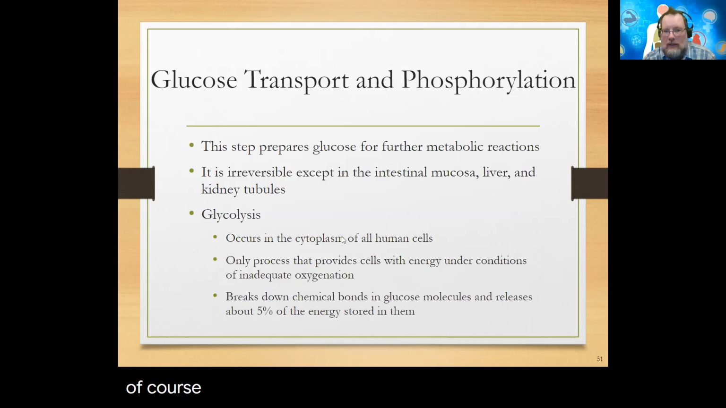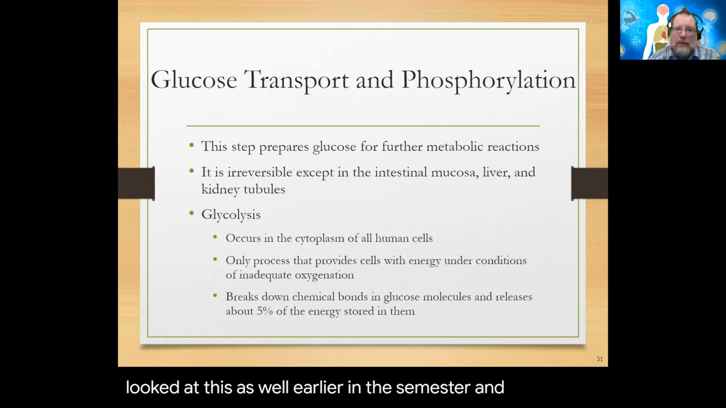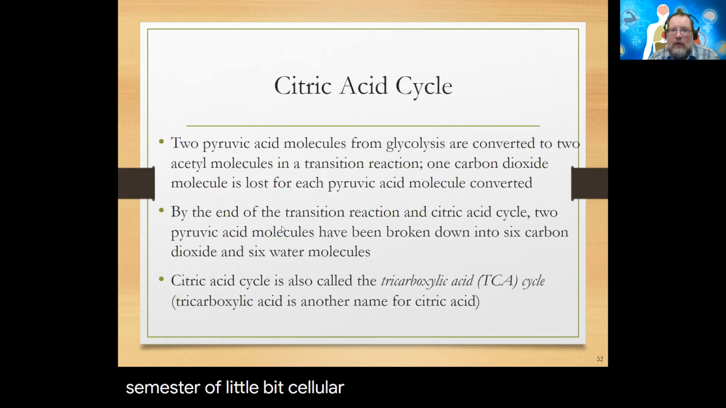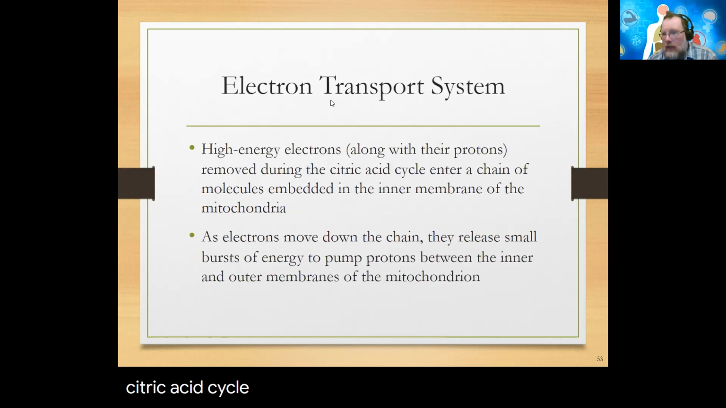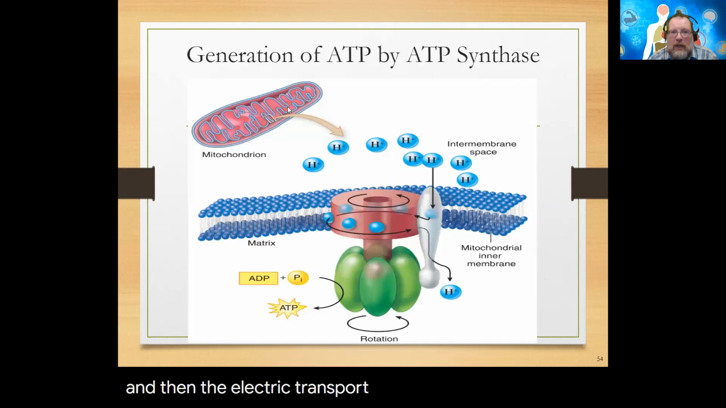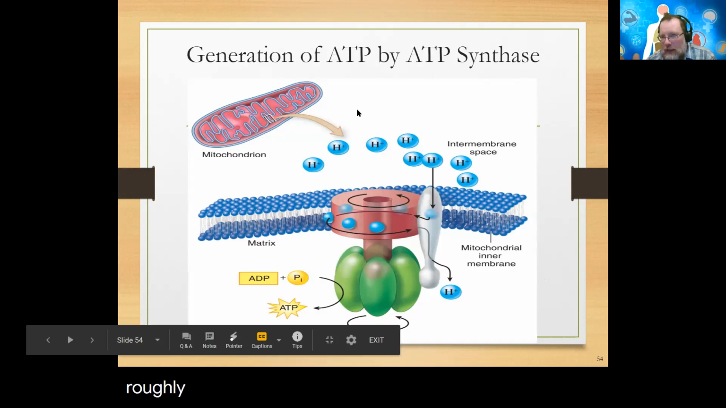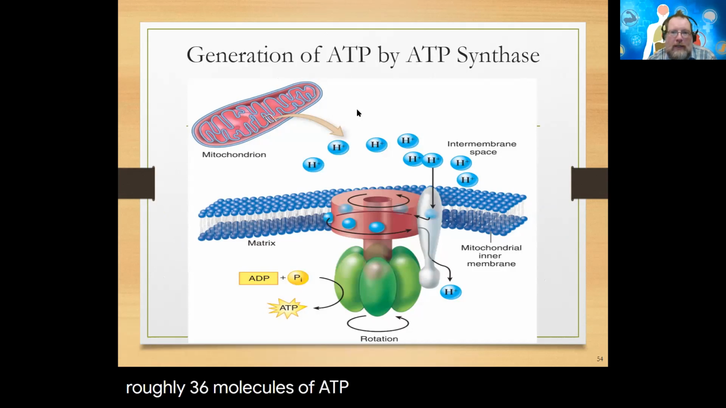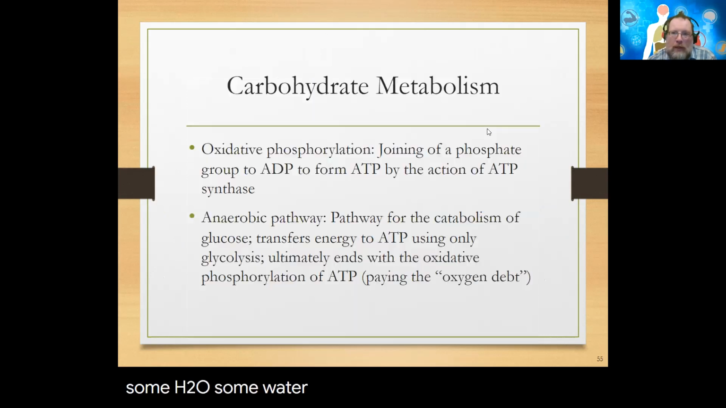Then, of course, glycolysis occurring in the cytoplasm. We've looked at this as well earlier in the semester and last semester a little bit. Cellular respiration continues in the citric acid cycle. That takes place within the mitochondrion. Okay, and then the electron transport chain also takes place in the mitochondrion. So from there, we're going to generate roughly 36 molecules of ATP. And we're going to be left with some H2O, some water. We're going to be left with carbon dioxide when it's all said and done.